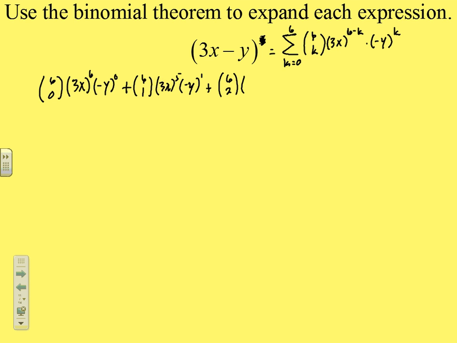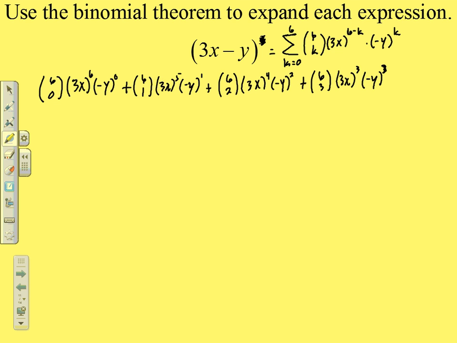So here I'm going to say 3x to the 4th power times negative y to the 2nd power, plus the next combination would be 6 choose 3 times 3x to the 3rd power times negative y to the 3rd power also. That was the worst looking 3 I ever drew in my entire life. Let me fix that 3 here, clean it up a little bit.